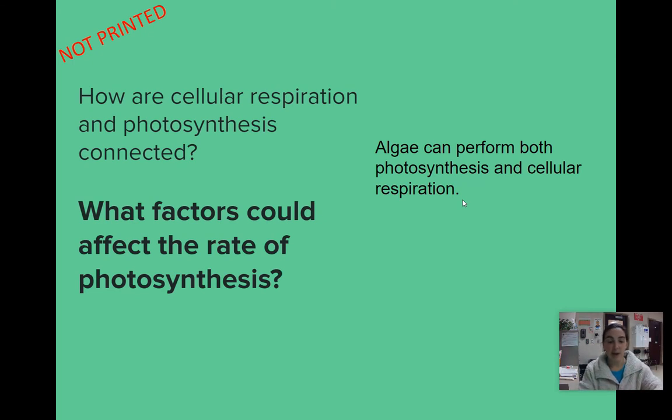One of the items that you have in your lab kit is a little vial. This is called a cuvette that has a bunch of little green beads in it. Those beads contain algae that are able to do both photosynthesis and cellular respiration.